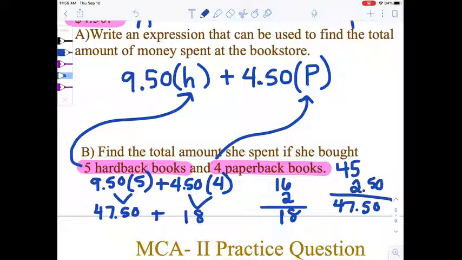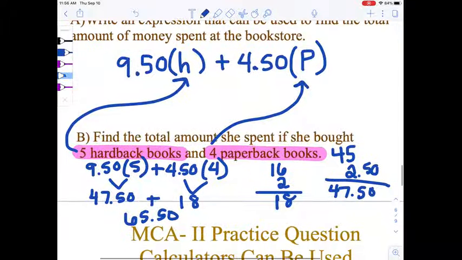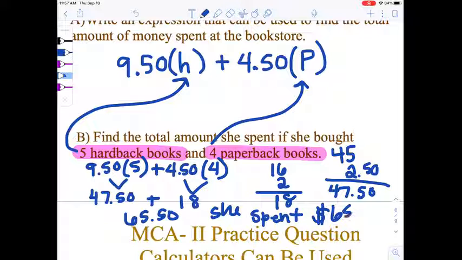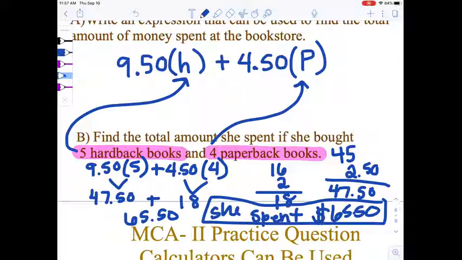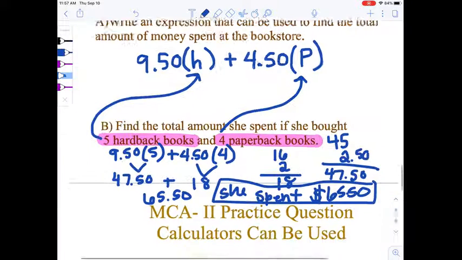Now I'm going to add those two numbers together, 47.50 plus 18, and I'm left with $65.50. And then we always want to write a sentence. So it says find the total amount of money she spent. So we can write she spent $65.50. Again, your sentence does not have to be the same as mine.